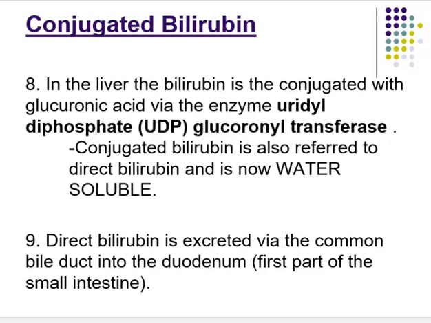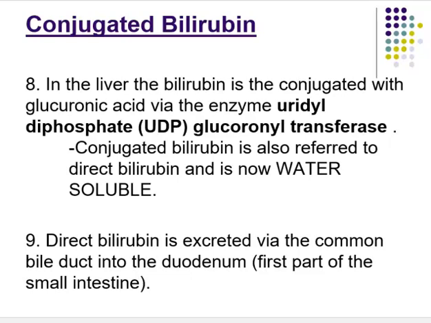In the liver, bilirubin is conjugated with glucuronic acid via an enzyme, UDP, which is uridine diphosphate glucuronyl transferase. Conjugated bilirubin is also referred to as direct bilirubin, and this conjugated form of bilirubin is now water soluble, so remember that. It's water soluble.